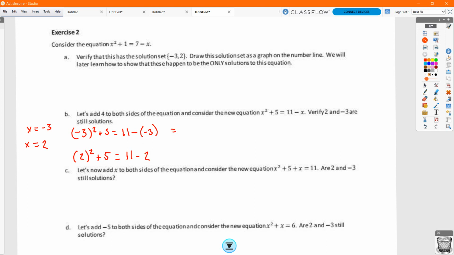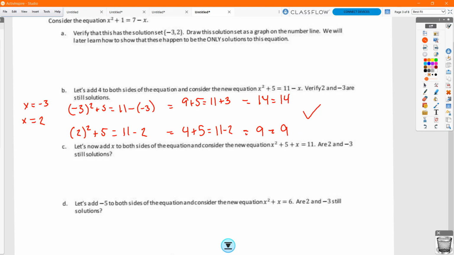All right, so negative 3 squared is going to be 9 plus 5, which equals 11 plus 3. 2 squared is going to be 4 plus 5, which equals 11 minus 2. Well, 9 plus 5 is 14, which equals 11 plus 3, which is 14. And then 4 plus 5 is 9, which equals 11 minus 2, which is 9. So these check out.